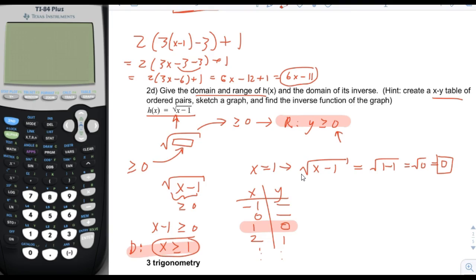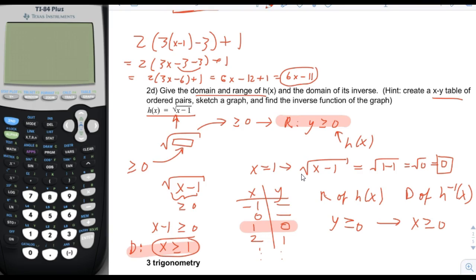The domain of the inverse function, remember, is going to be the range of the original function. So this is for h of x, right? So the range of h of x is equal to y is greater than or equal to 0. So the domain of h inverse of x has to be x is greater than or equal to 0.